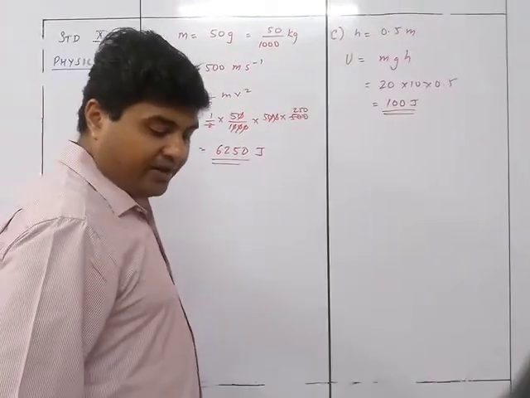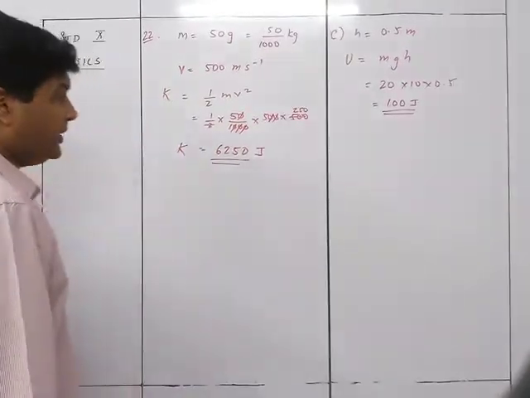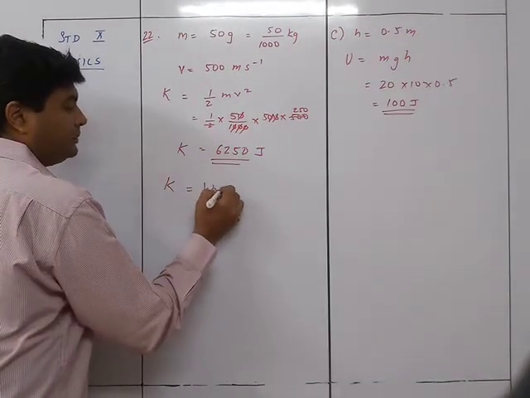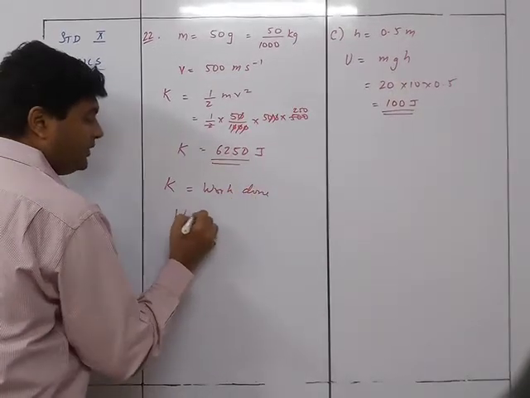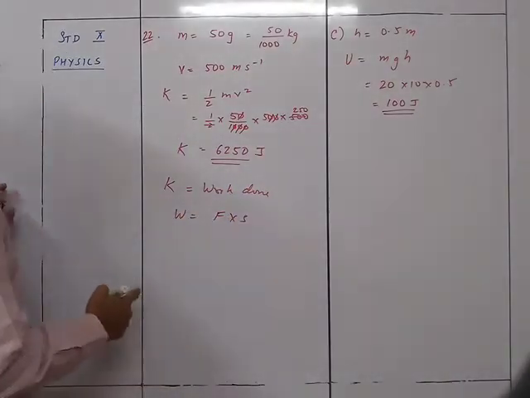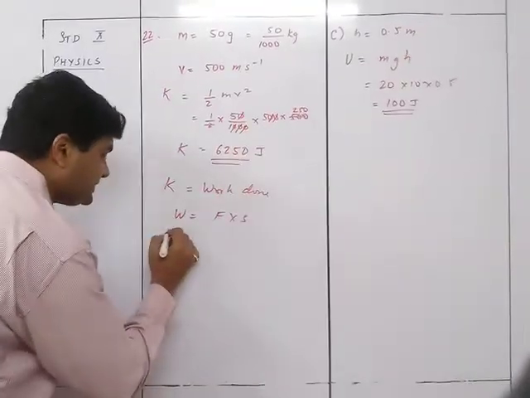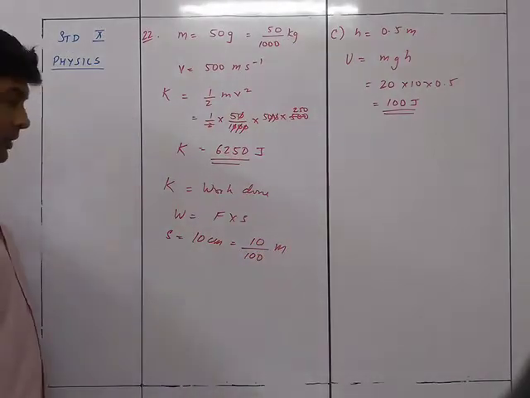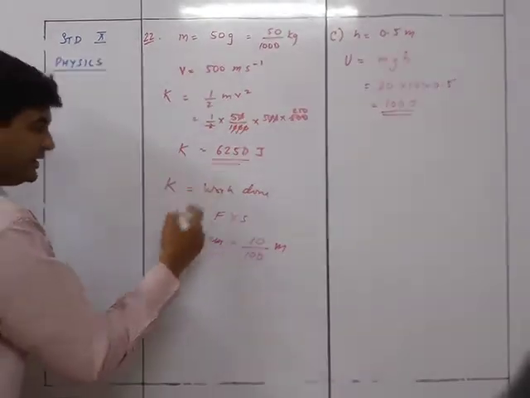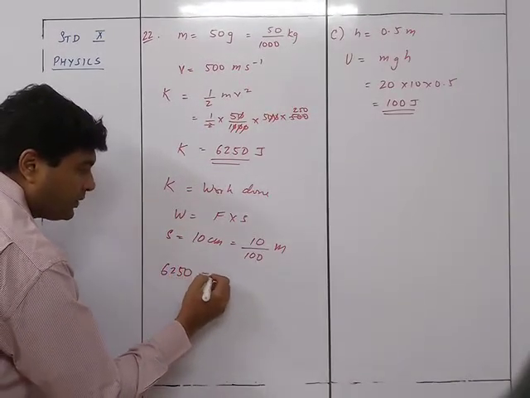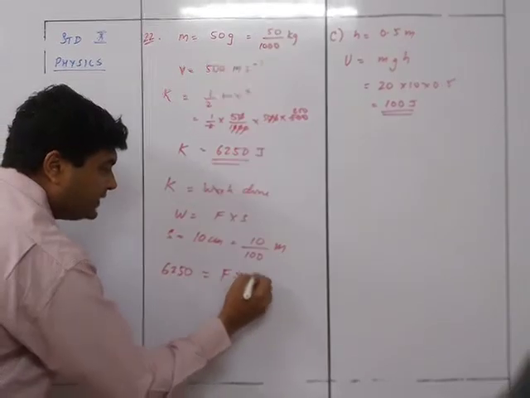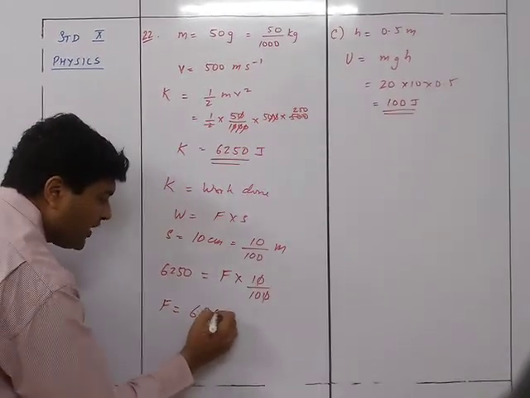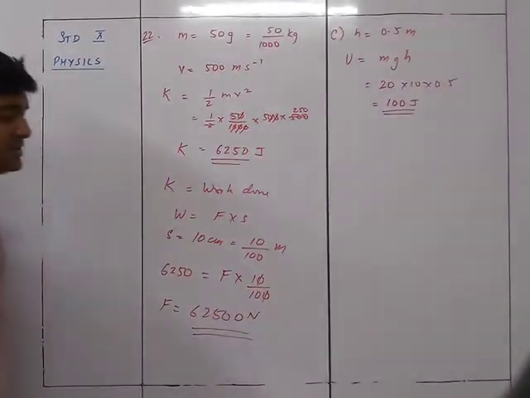You need to find out the retarding force. So we see over here that K is equal to work done. Therefore W is equal to F into S. Now they have given S to be 10 centimeters. S is equal to 10 centimeters, which is 10 upon 100 meters. So accordingly, work done is 6250 is equal to F, which is what we need to find out, into 10 upon 100. So this 10 comes here, so F is equal to 62500 Newton. That's the answer.